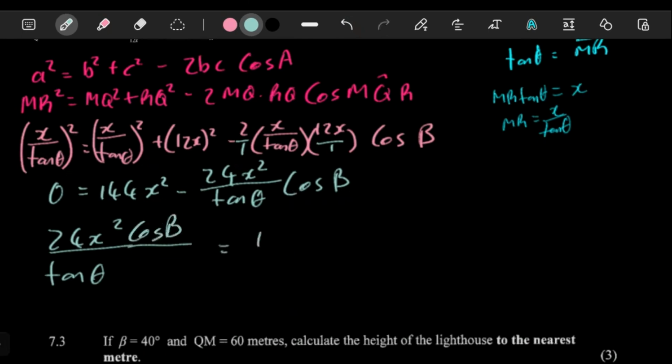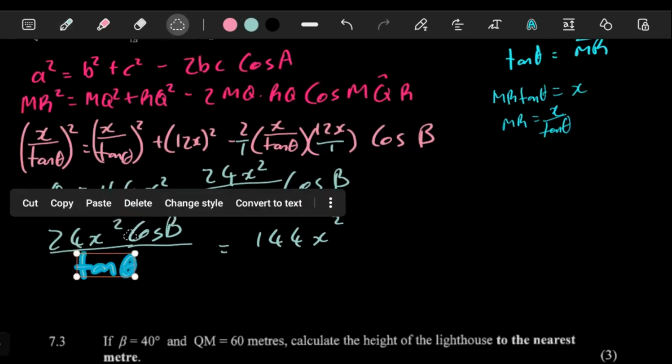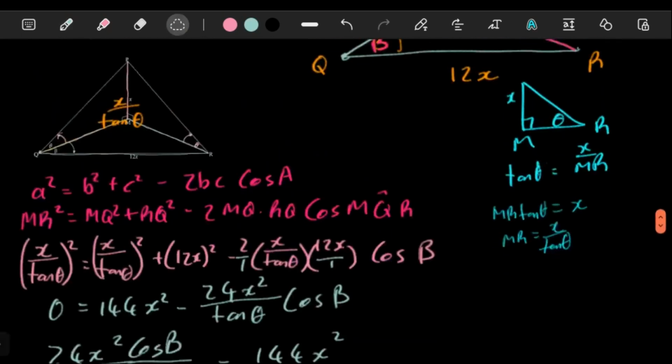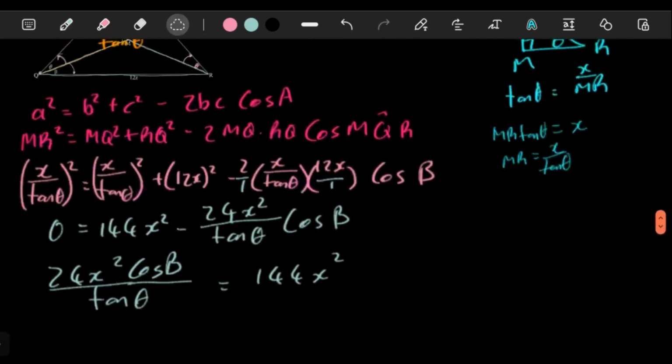And then this is going to be 144x squared. Whew. I was about to say something, but I'm like, what does that even mean? I'm not sure, so let me hold it. So we want to isolate tan theta.